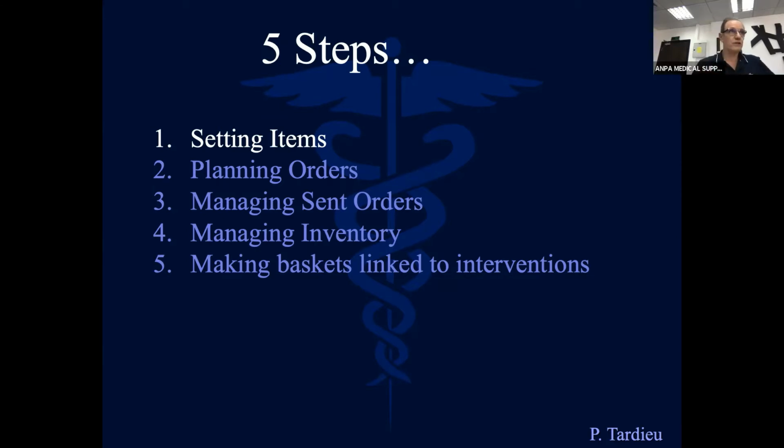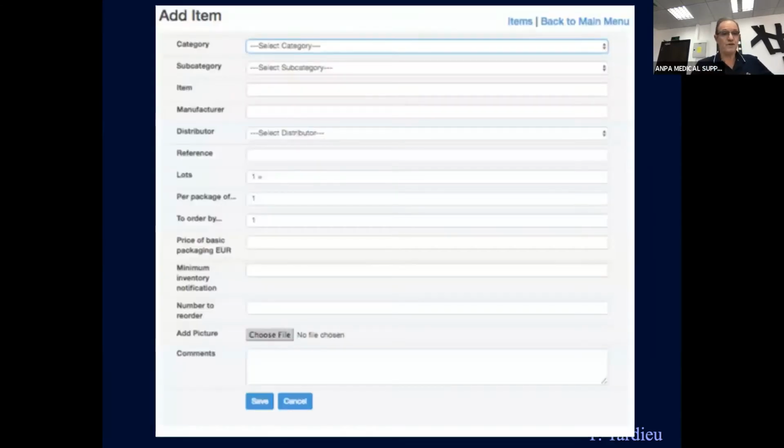So let me first go to the settings. In the settings, when we add an item, we need to add the category of this item, like surgery, subcategory, like disposable, item, like gloves, who is the manufacturer, who is the distributor in your list of distributors, and the reference. That's very important, because when you have the reference, no need to look anywhere on the old package and all that, you have the reference.